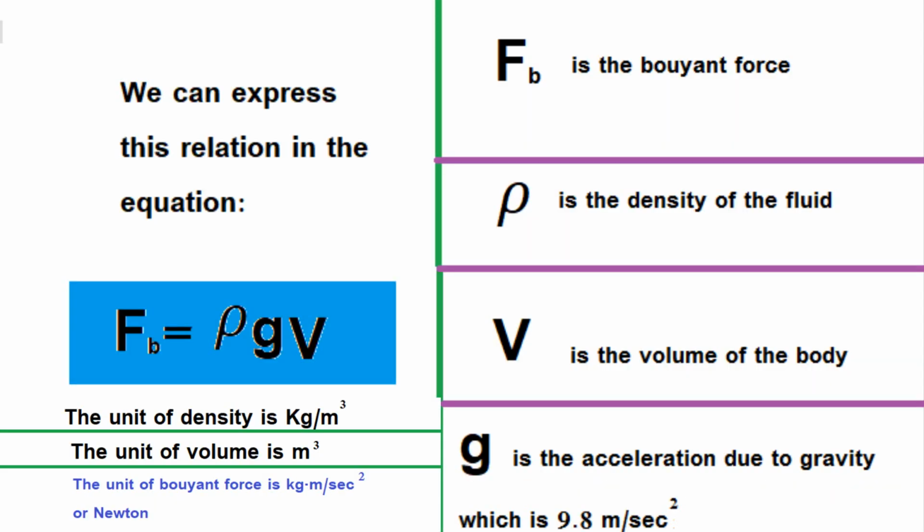We can express this relation in the equation Fb = ρVg, where Fb is the buoyant or upthrust force, ρ (rho) is the density of the fluid, V is the volume of the body, and g is the acceleration due to gravity.